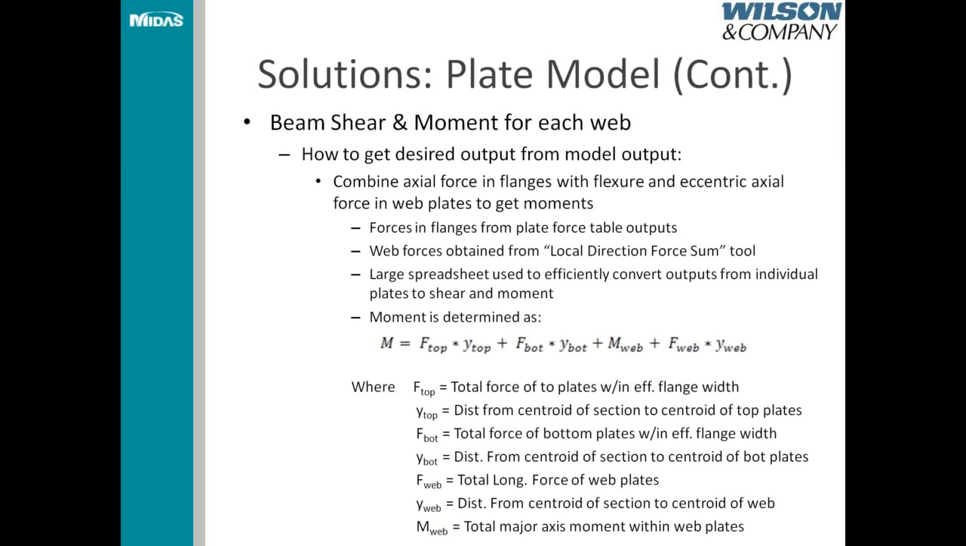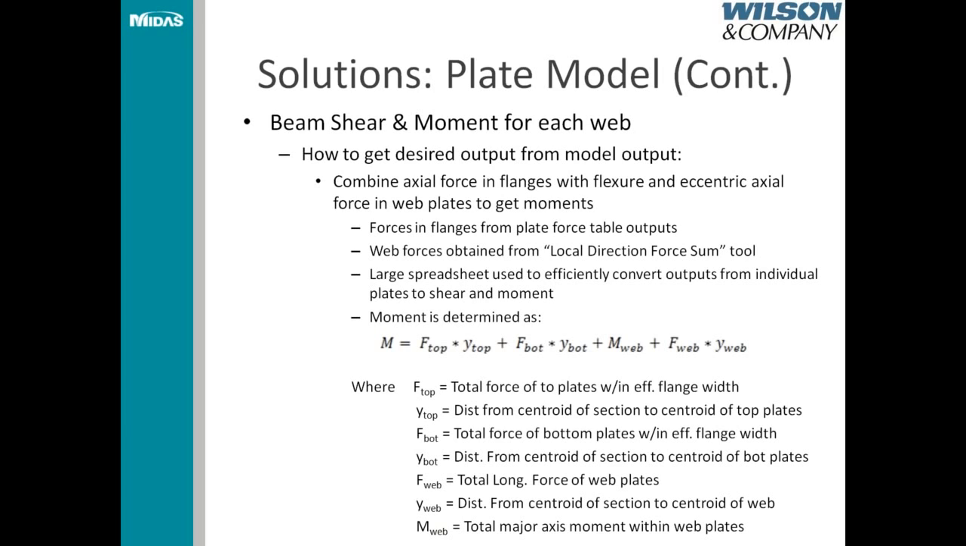To get the desired output from the model, I had to combine the axial forces in the flanges with the flexure and eccentric axial force in the web plates to get the total moment for each section. The forces in the flanges from the plate force tables were used. For each of the flanges, I put together a spreadsheet using tabular output directly from MIDAS. The web forces were obtained using the local direction force sum tool.